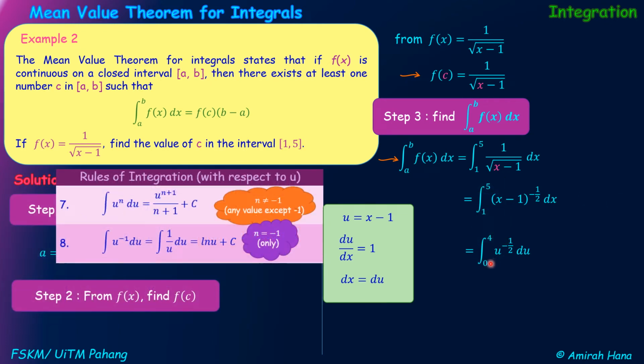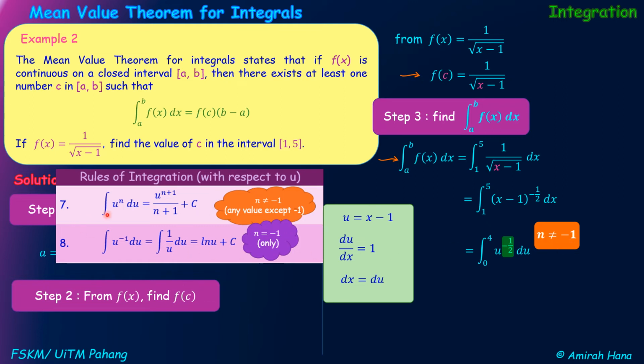From here, we have all terms containing u and du. And we have lower and upper limits for variable u, so we can integrate. To integrate u to the power of negative half du, first we look at this power. We have negative half here, which means n is not equal to negative 1.